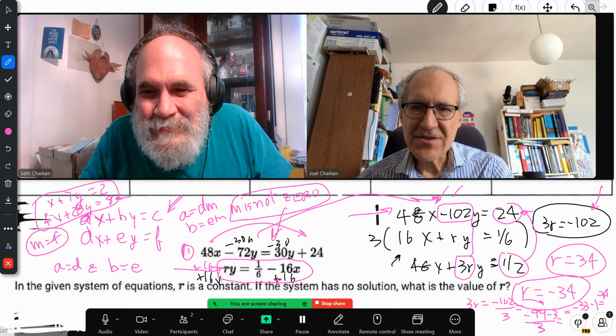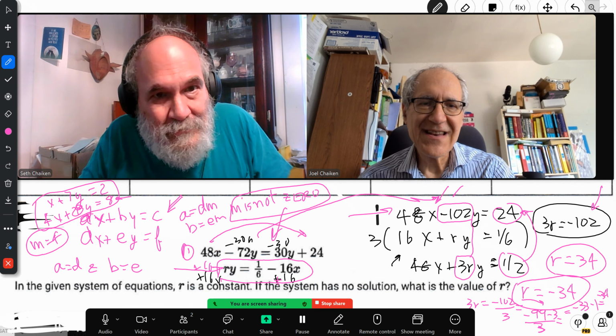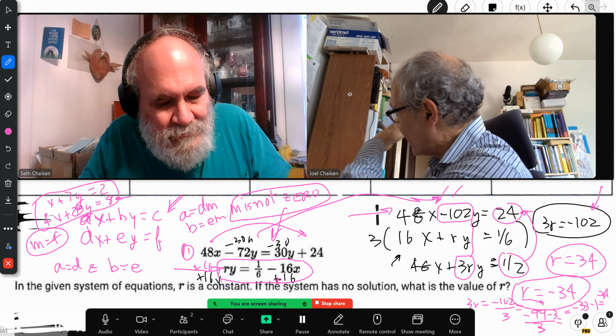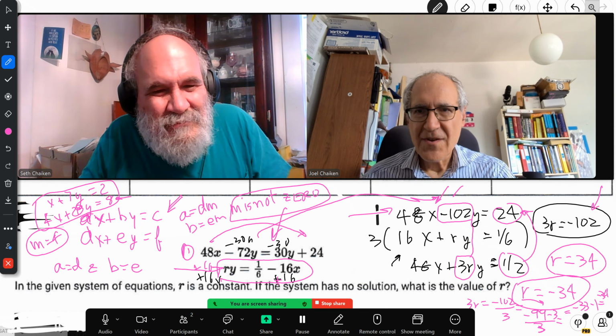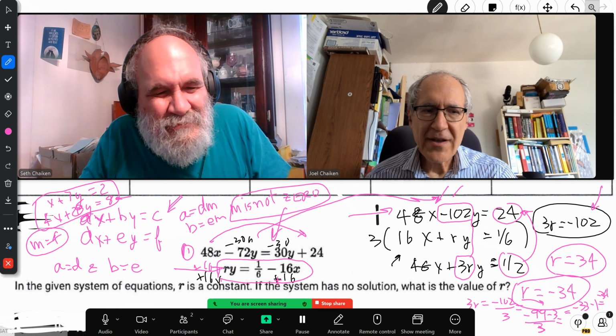And we talked about those conditions, but the coefficients of the variables need to be the same for either no solution or infinite number of solutions, and then it depends on what that constant is on that side of the equation, depending on how you write it, of course. You write it in the standard form way.